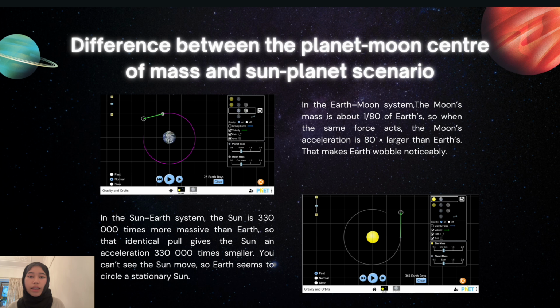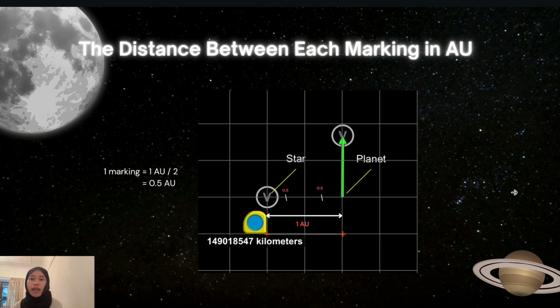And then in the Sun-Earth, the sun is 330,000 times more massive than Earth. So an identical pull gives the sun an acceleration 330,000 times smaller. Hence why you cannot see the sun move. So it seems the Earth circles a stationary sun. So the distance between the sun and the Earth is 1 astronomical unit. Based on the screenshot, we can see that there are two boxes, so the distance between each marking is 1 divided by 2 equals 0.5 AU.